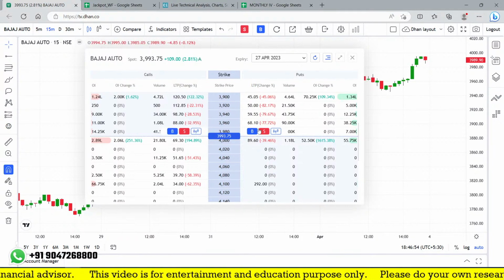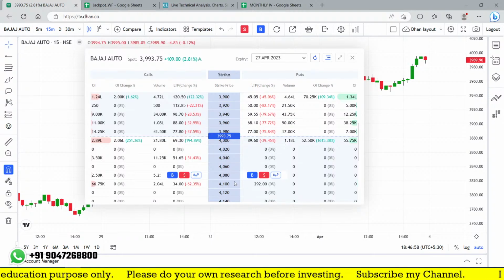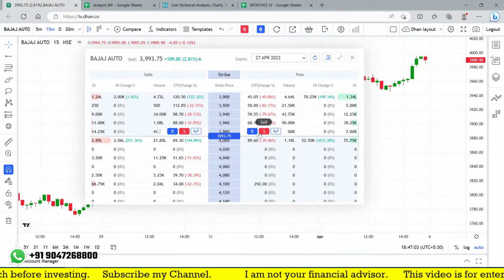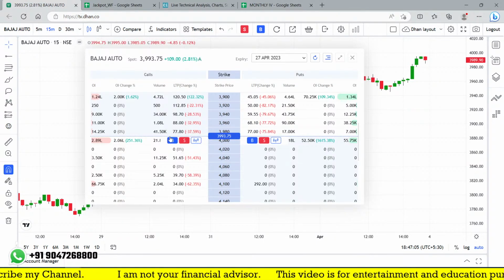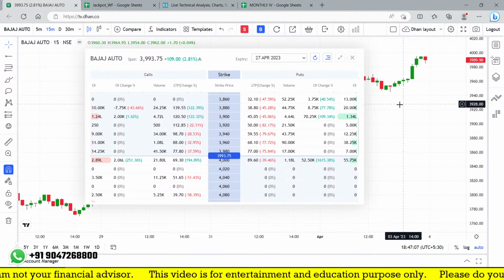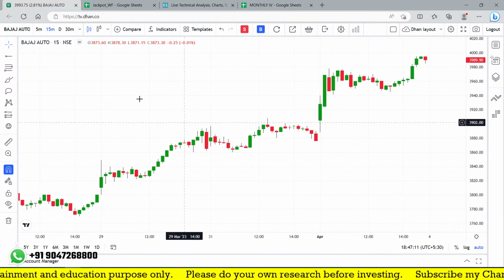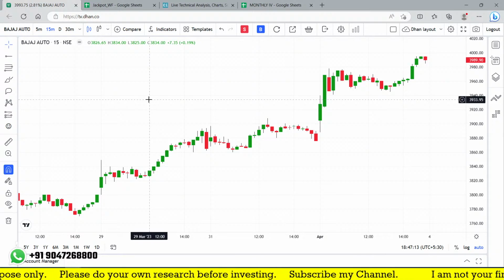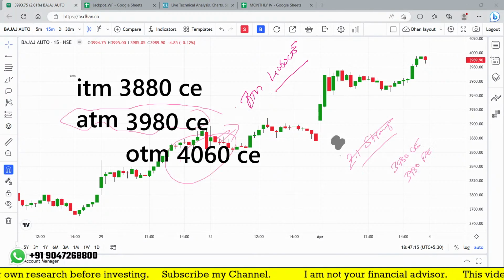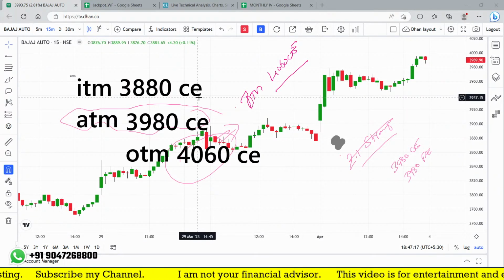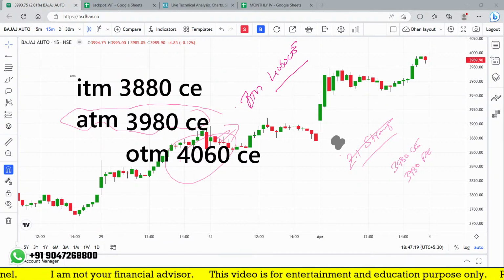I can try with the ATM strike price around 3980. It's trading near about 77 rupees. I hope you understand, both 3980 call, maybe around 77, and the put also around 77. That is what I need to focus on for the strike prices. But the ATM strike price that we know well, 3980, should be my ATM strike price. After finding the strike prices, we are going to focus on my trade opportunity.